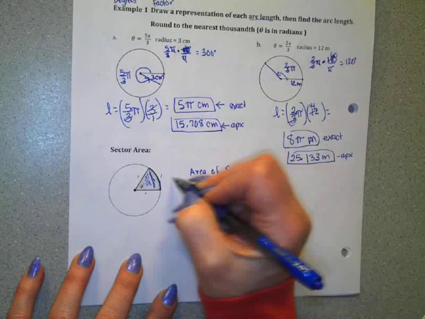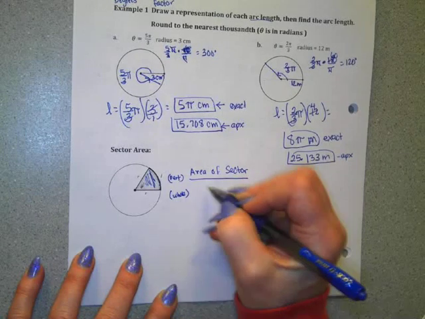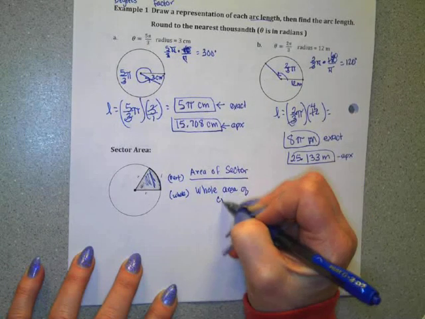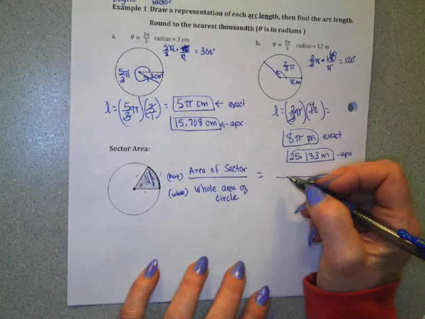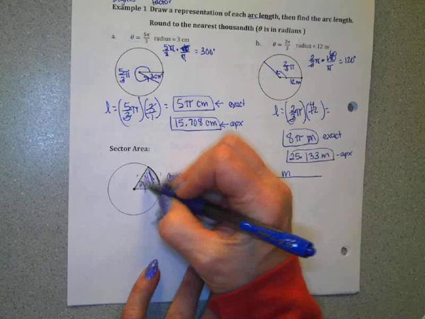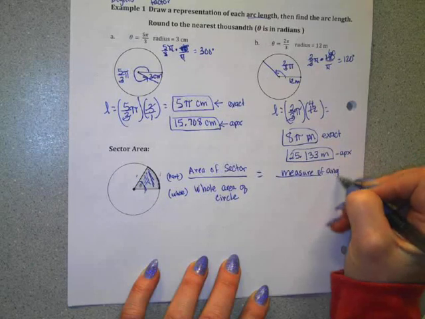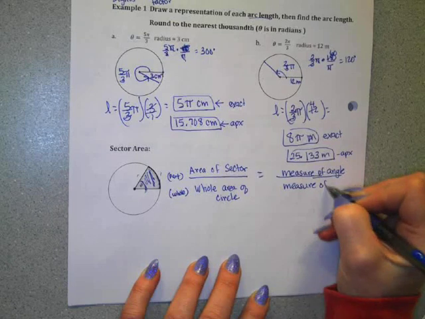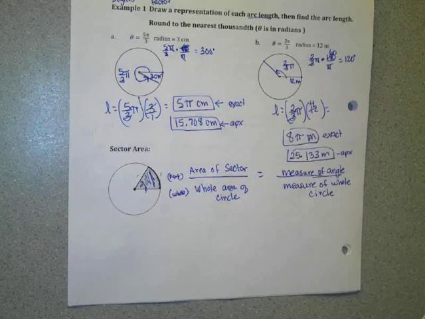That's the part over the whole area of the circle. And that's going to equal a part, so the measure of the angle, so this part, to the measure of the whole. Okay, so that's in words. So let's go through and put in what we do know.